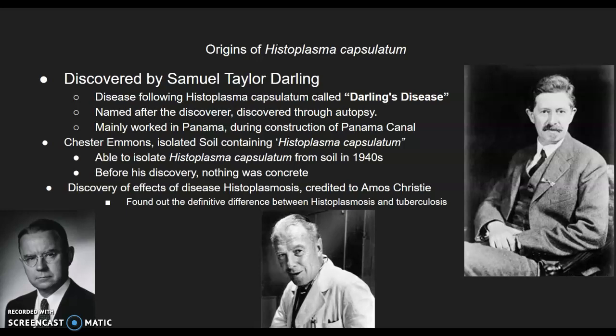Around the same time, in the 1940s, another man, Amos Christie, found out the definitive difference between histoplasmosis and tuberculosis. He was a pediatrician who worked with kids, noticed that some of them had tuberculosis-like symptoms, and gave them testing. They all came up negative. Eventually, through research, they attributed this to the pathogen Histoplasma capsulatum and the disease it causes, histoplasmosis.